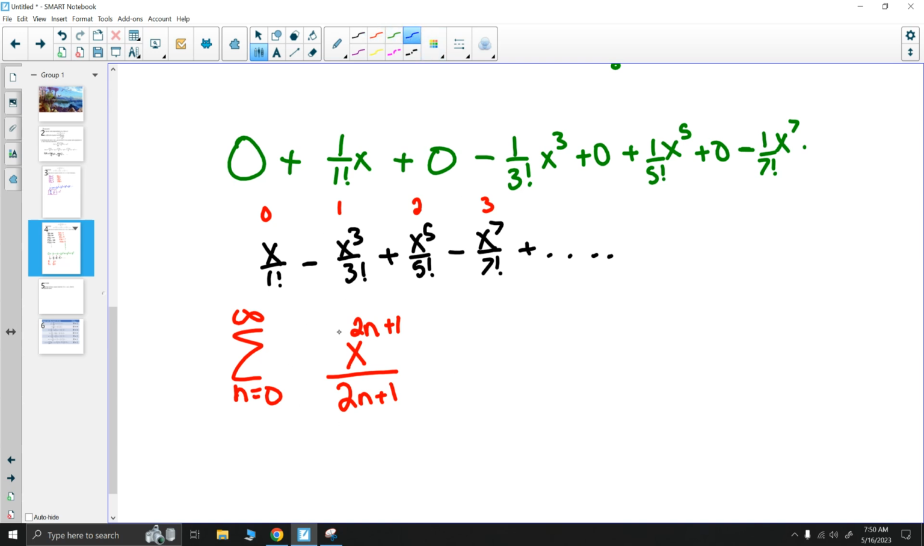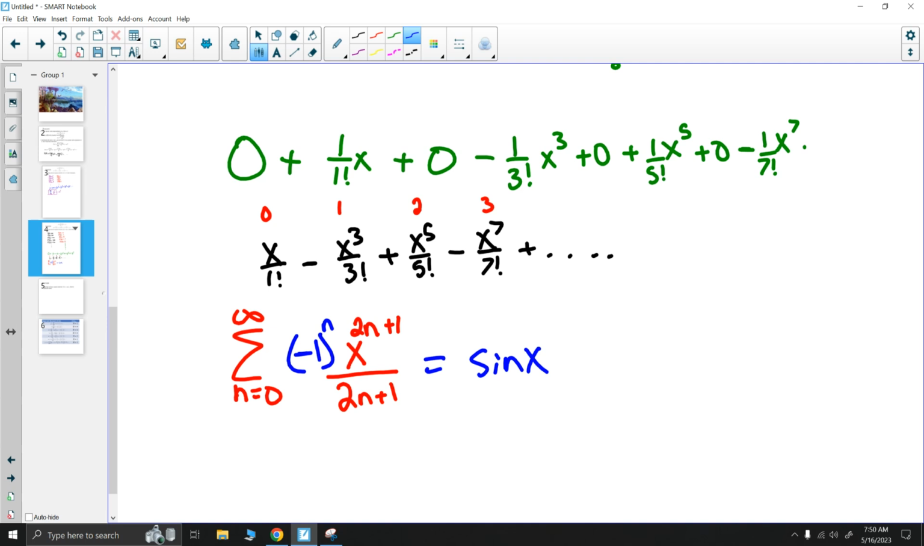So this would take care of the positive if it's just positive, but it's alternating. So we need to have a negative 1. And our first term needs to be positive. So if we say n equals 0 would be 1, n equals 1 would be a negative, and so on, so that would work. So this is our Maclaurin series for sine of x.